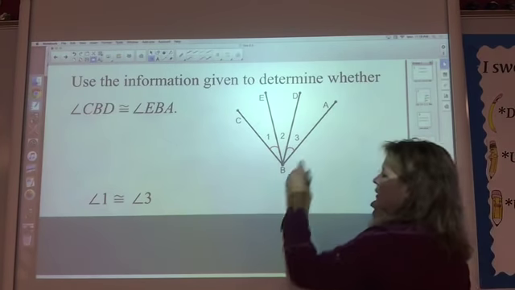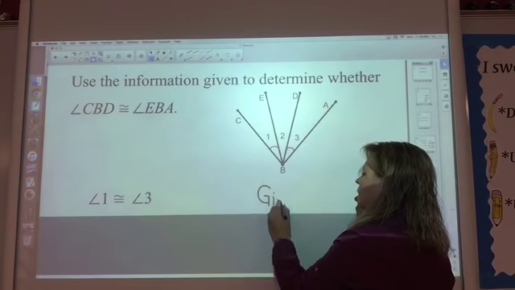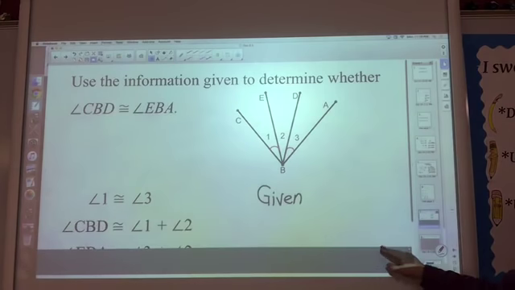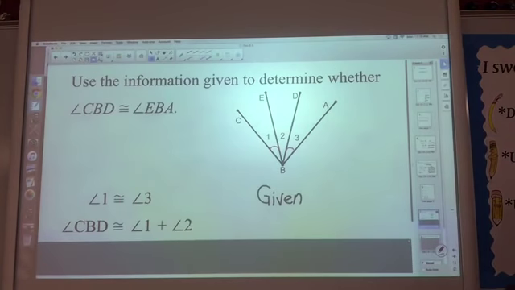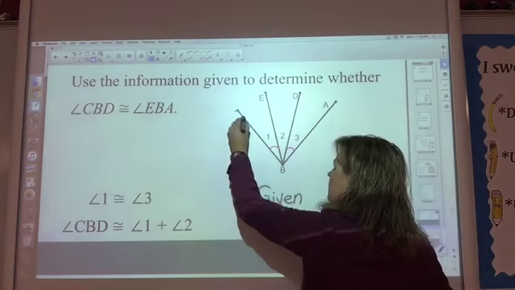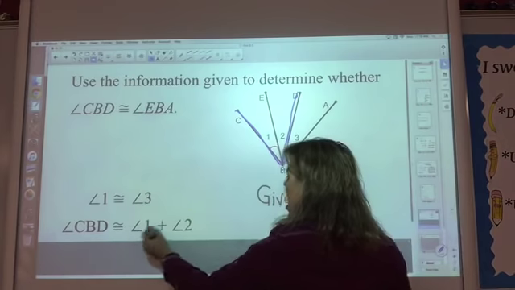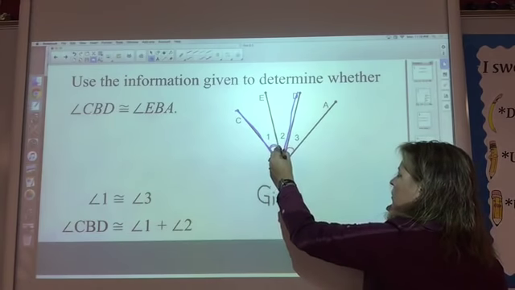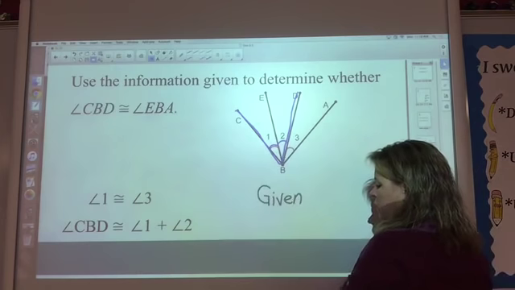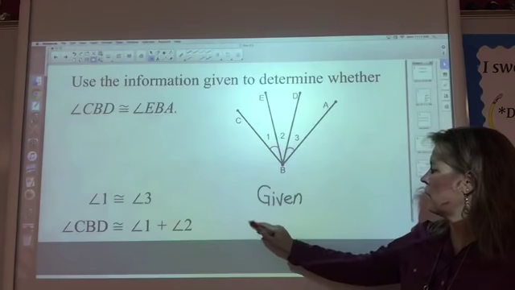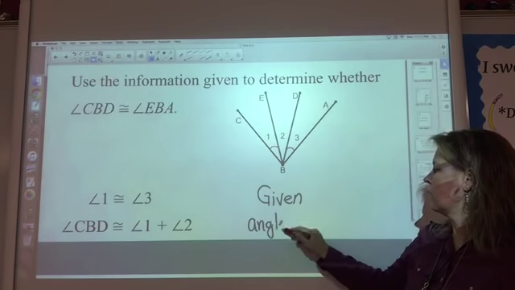Why is angle 1 congruent to angle 3? Because they told us it was. That is given information. Why is angle CBD congruent to angle 1 plus angle 2? Trace it if you need to. See if it helps you. Angle CBD. Why is that congruent to angle 1 plus angle 2? Oh, because it's two little angles, and those two little angles make a big angle. What says two little angles make a big angle? The angle addition postulate does.